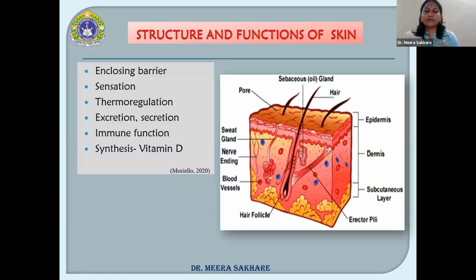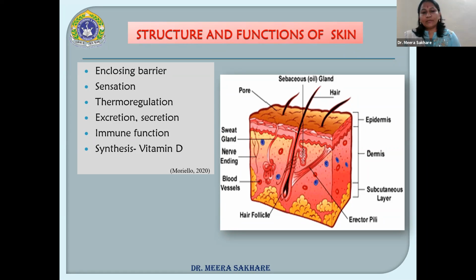First, we will discuss in short the structure and functions of the skin. In all animals, skin acts as an enclosing barrier. It protects the internal organs of the animal. It acts as a sensor for any external stimuli. Thermoregulation is an important function of skin. Through the cutaneous blood supply and sweat glands, the skin maintains the temperature of the animal. It also has some role in excretion of toxic substances and secretion of some substances.